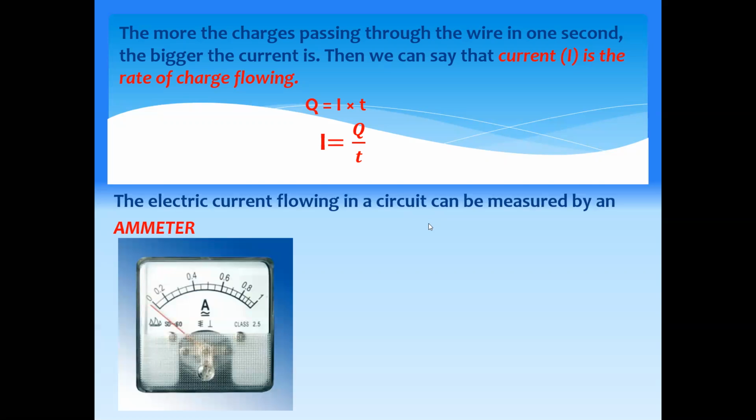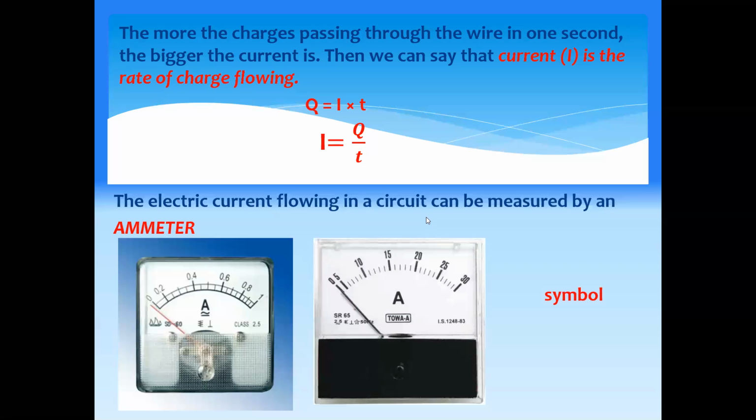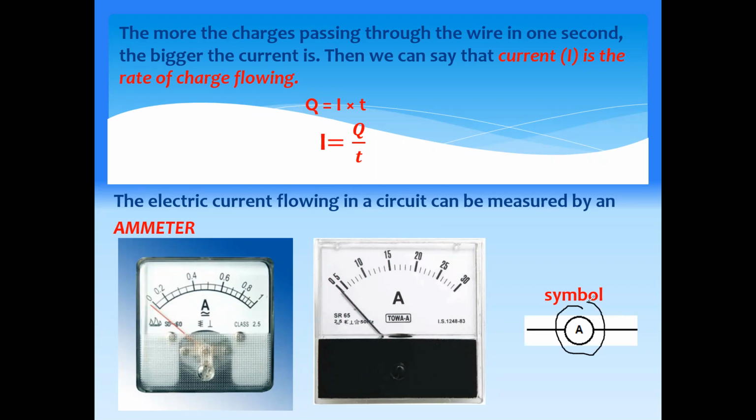The instrument or apparatus which we can use to measure the current is the ammeter. And what is the symbol for this? This is how the ammeter looks. Because in electricity we use electrical symbols, the symbol for ammeter is A.